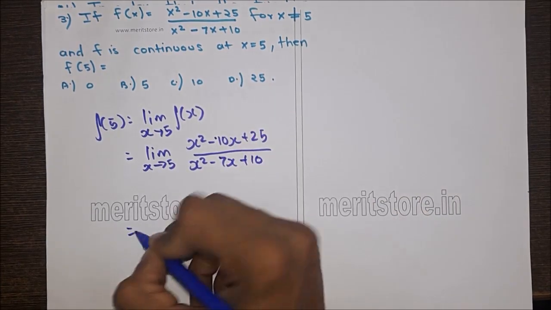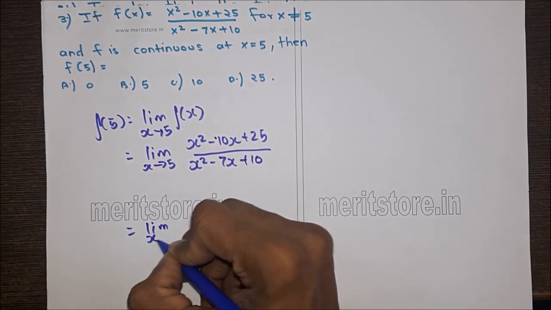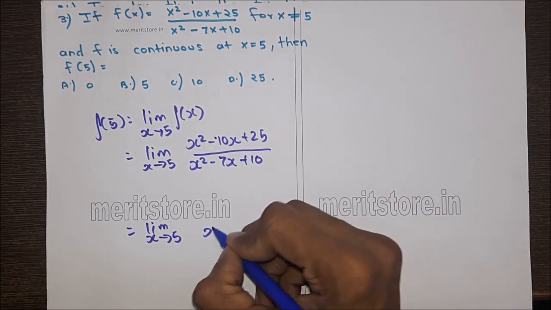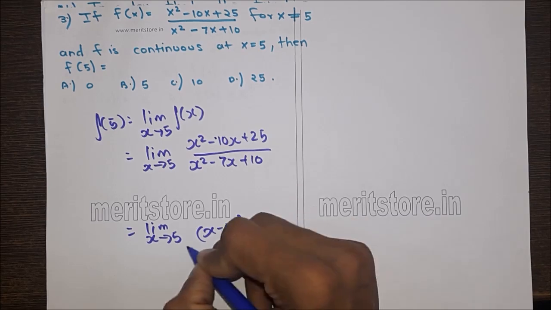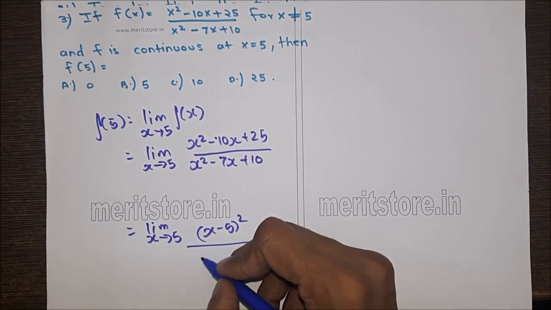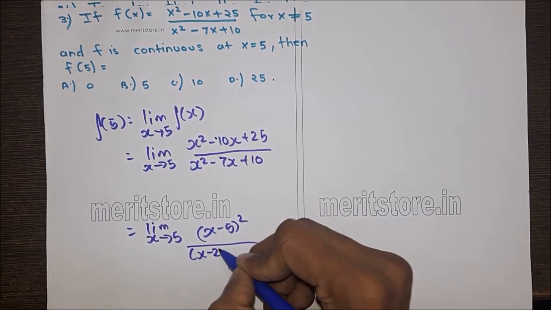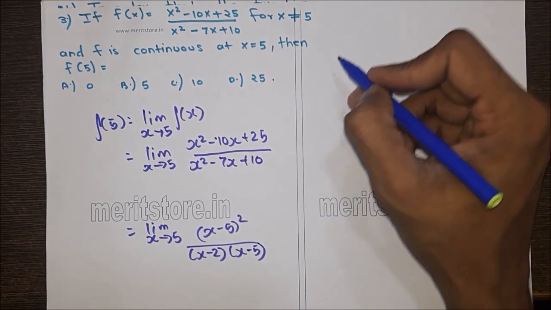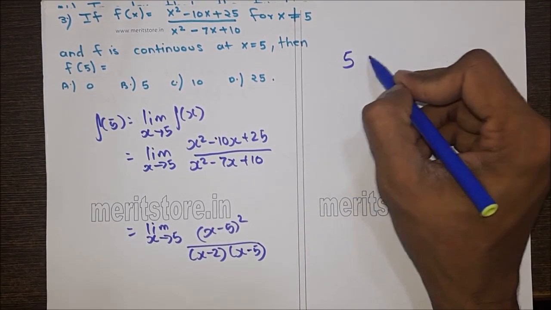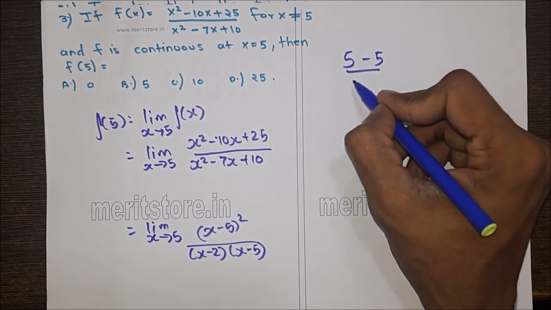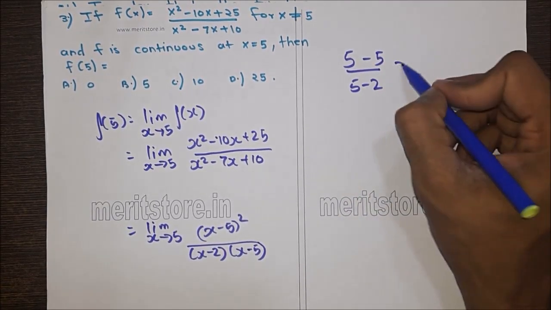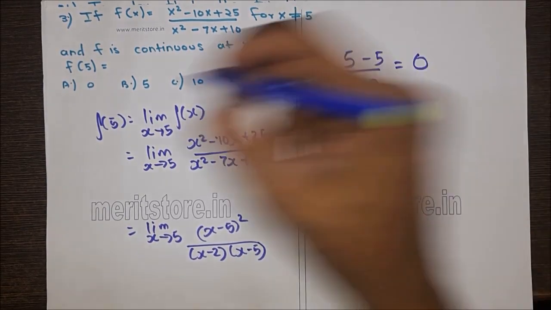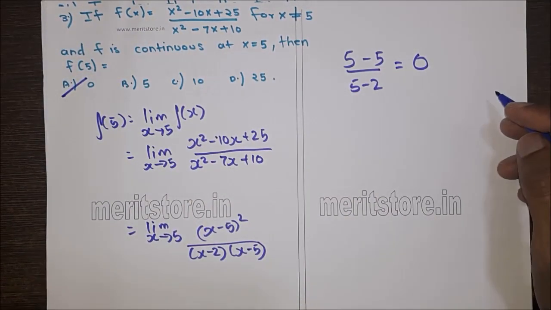Solving the numerator, we get limit x approaches to 5, where we can write numerator as x minus 5 the whole square upon x minus 2 x minus 5. Further, we can write this as 5 minus 5 upon 5 minus 2, which is equal to 0. Therefore, option A is the correct answer.